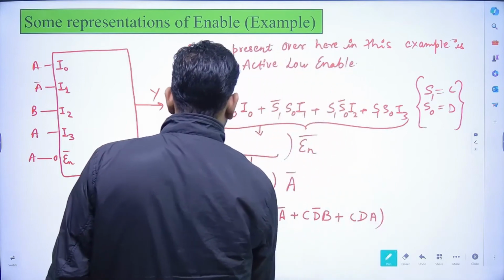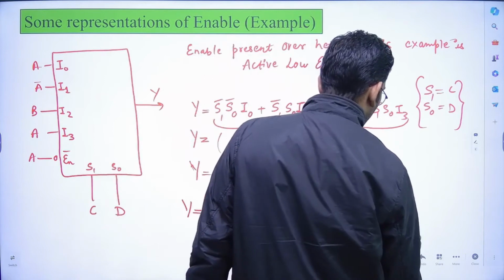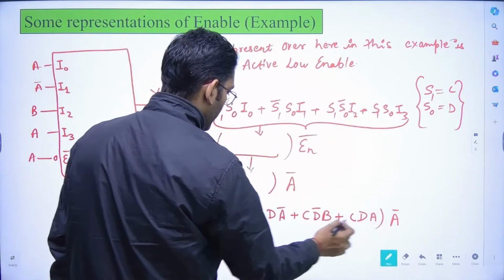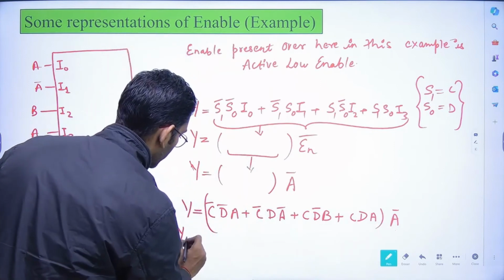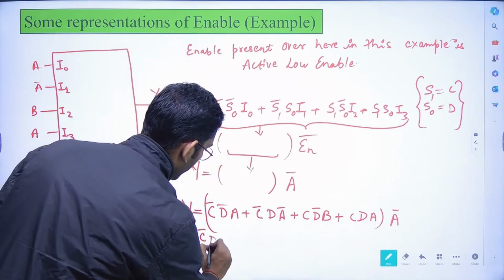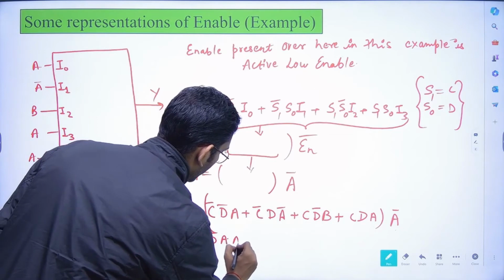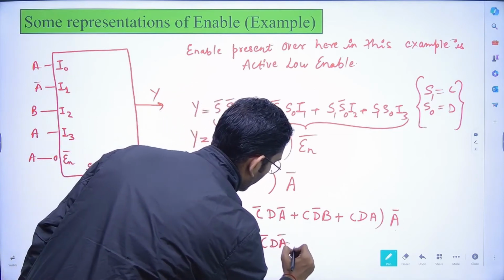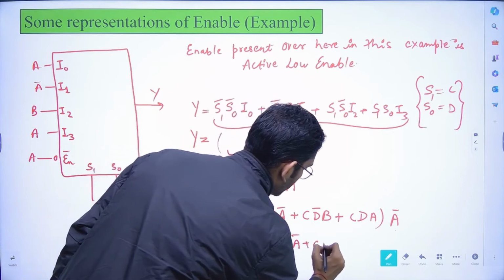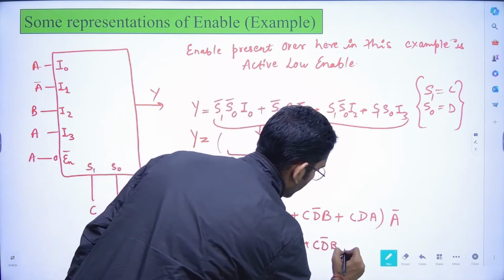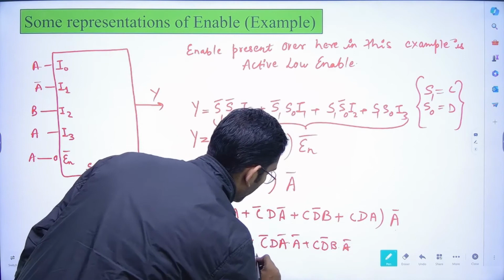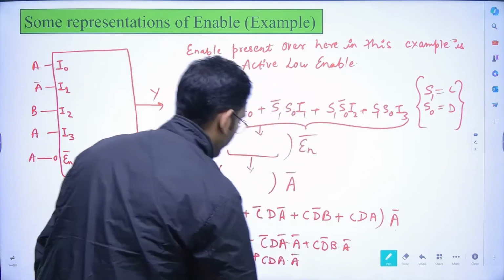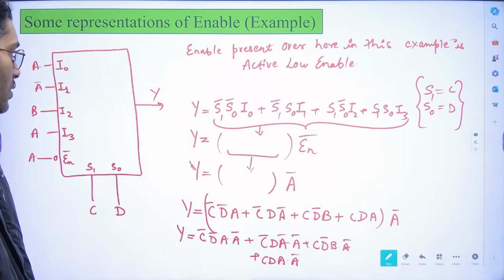Now multiplying this whole equation with A complement, what would happen when this is multiplied? It will give the answer as C bar D bar A into A complement, plus C bar D A complement into A complement, plus C D bar B A complement, plus C D A into A complement.